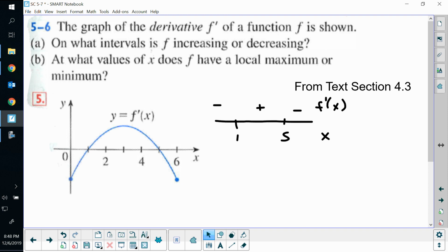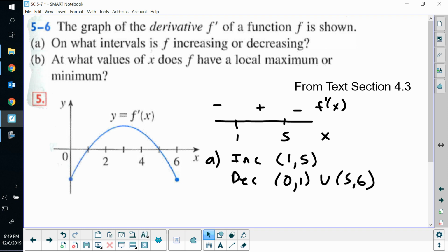So this then allows us to do part A and identify where f is increasing and decreasing. f will increase where the first derivative is positive, so on the interval from 1 to 5. And we will decrease where f prime was negative. So in our case, we didn't start until 0, so we are from 0 to 1. And then the U means the union, and then again from 5 to 6.